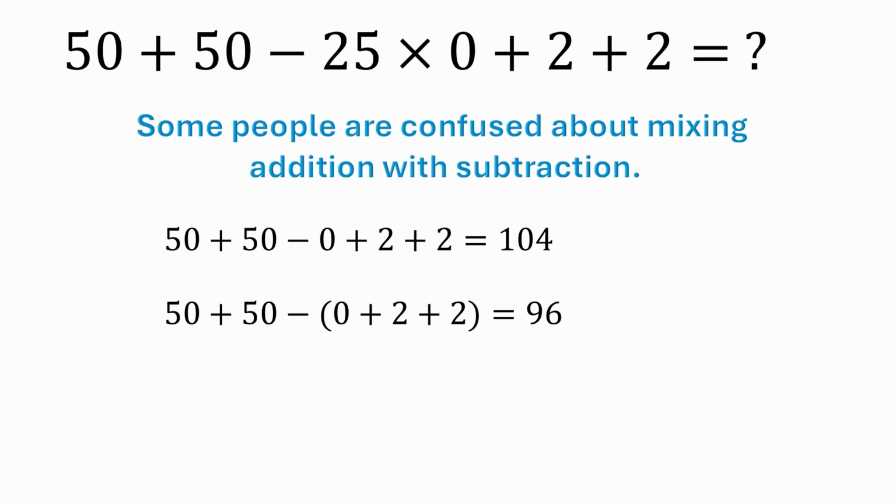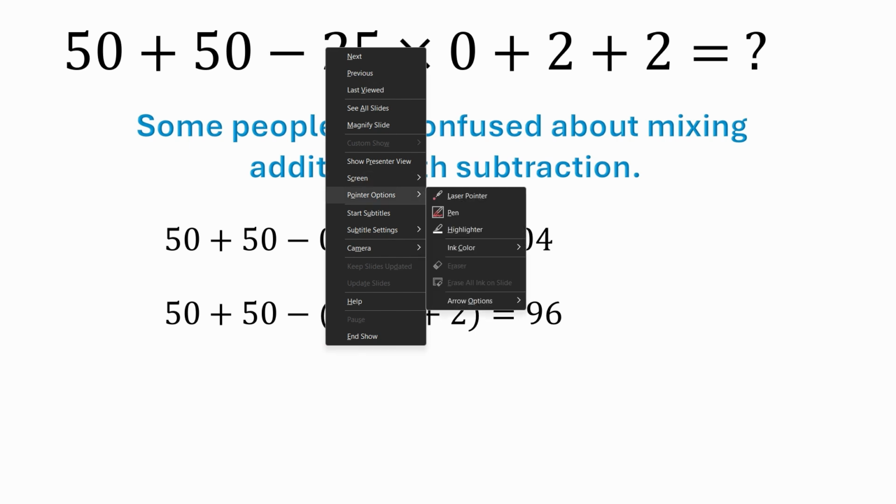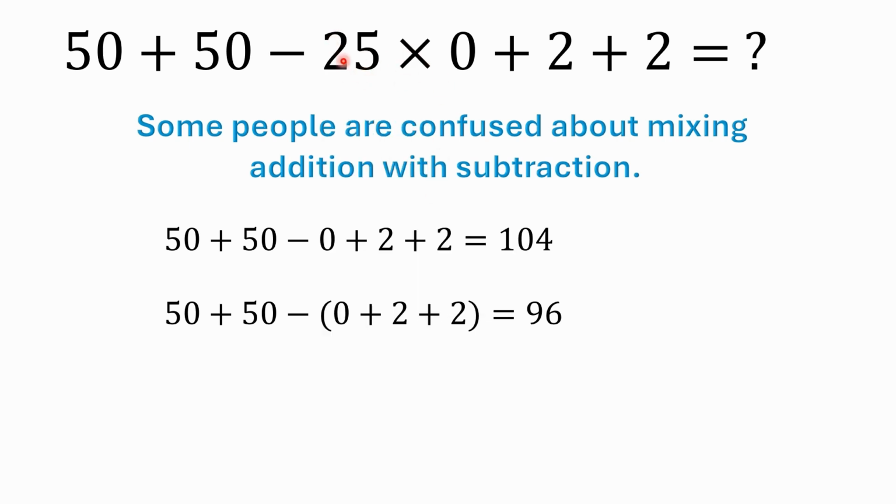We already talked about the fact that 25 times 0 is 0. So it's 50 plus 50 minus 0 plus 2 plus 2. That's obviously equal to 104.